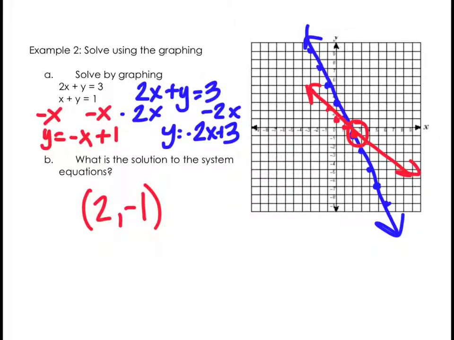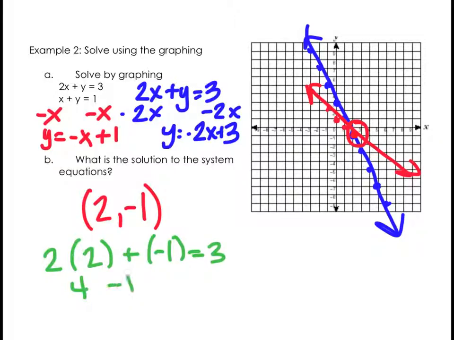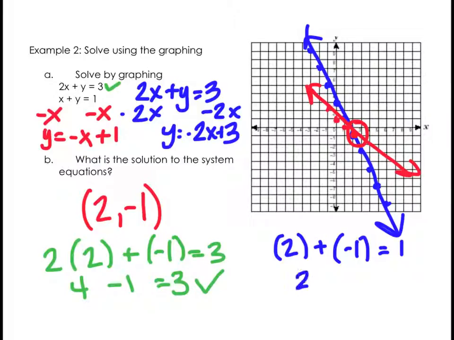Now I'm going to check my answer and make sure that this works. So 2 times my x of 2 plus my y of negative 1 equals 3. Well, that's 4 minus 1 equals 3, which is true. So I checked my first equation. Now I'll check my second equation. So 2 plus negative 1 equals 1. 2 minus 1 equals 1 is true, so I checked my second equation, and this is my solution.